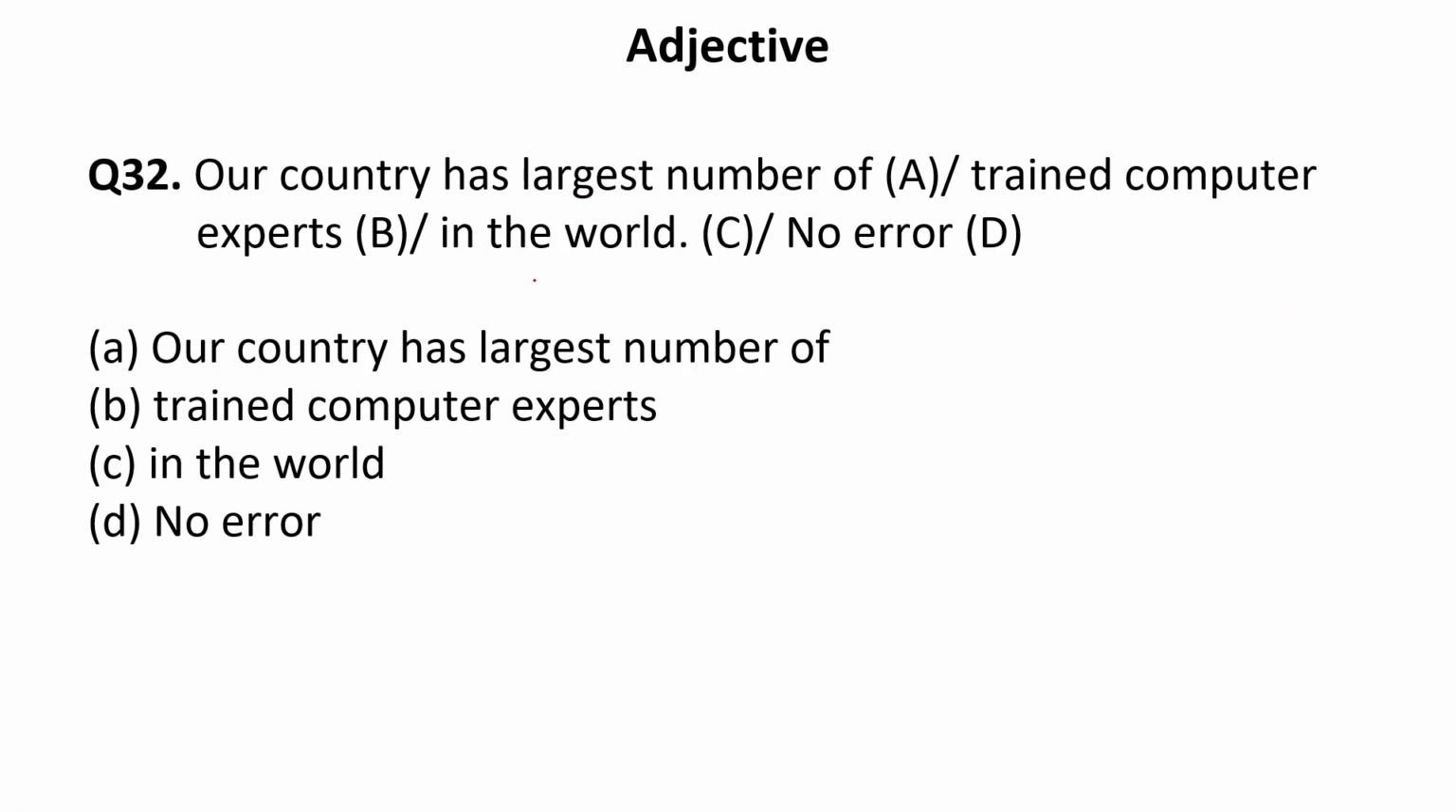Now let us move to the next sentence. This is the last sentence of the session. Our country has largest number of trained computer experts in the world. Now largest is a superlative degree of adjective which needs a definite article before it. So the should be used before it. So error is in part A. So our answer is A.